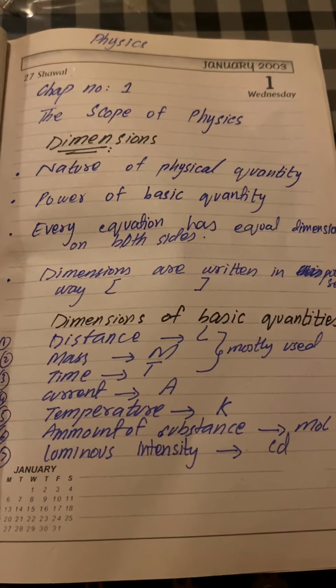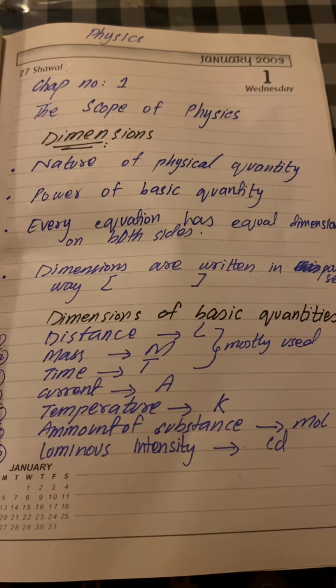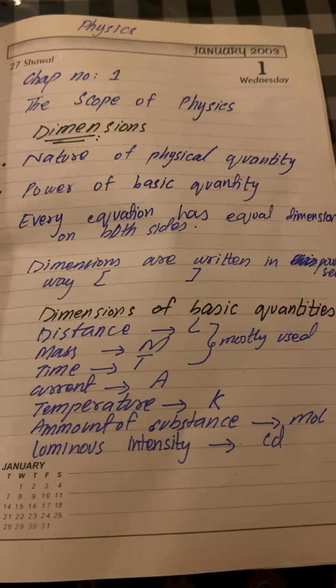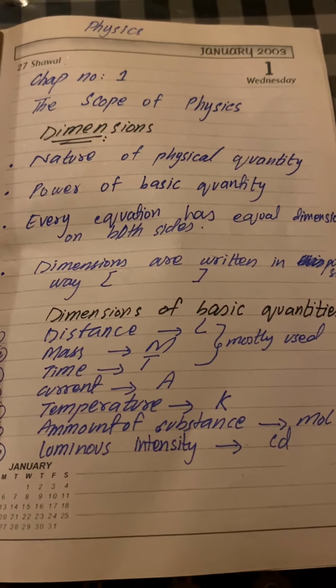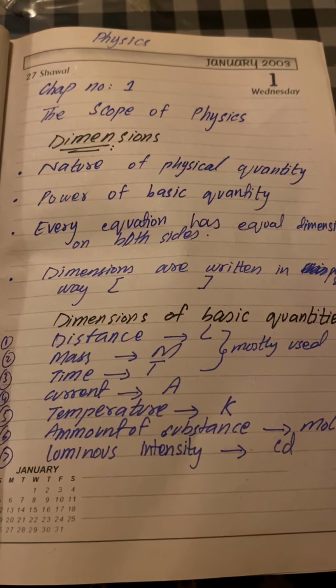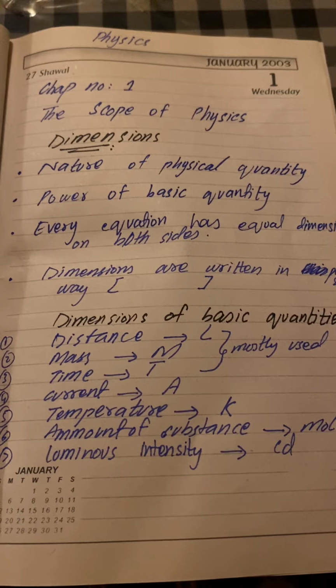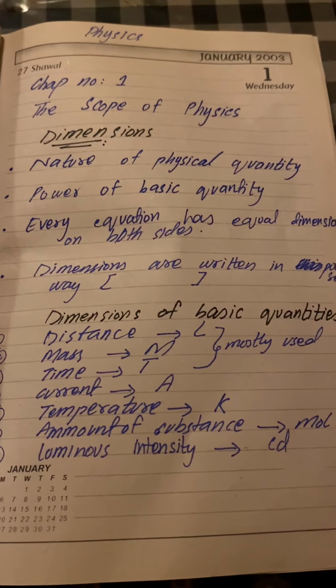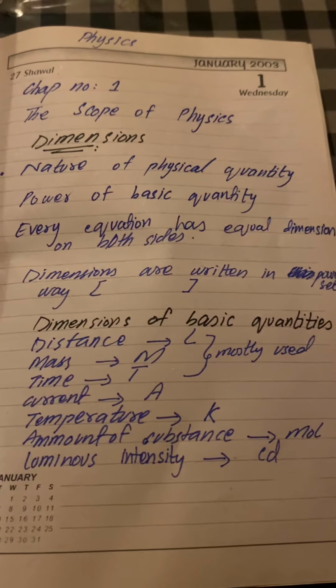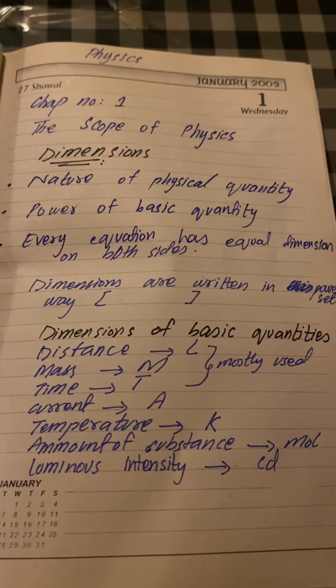Okay, so today is our first chapter of physics, the scope of physics. We will study today the dimension topic. The topic is dimension. What is dimension? Nature of physical quantity, or we can say the power of basic quantities, is called dimension. Physics proves that every equation has equal dimension on both sides. We will prove this further.